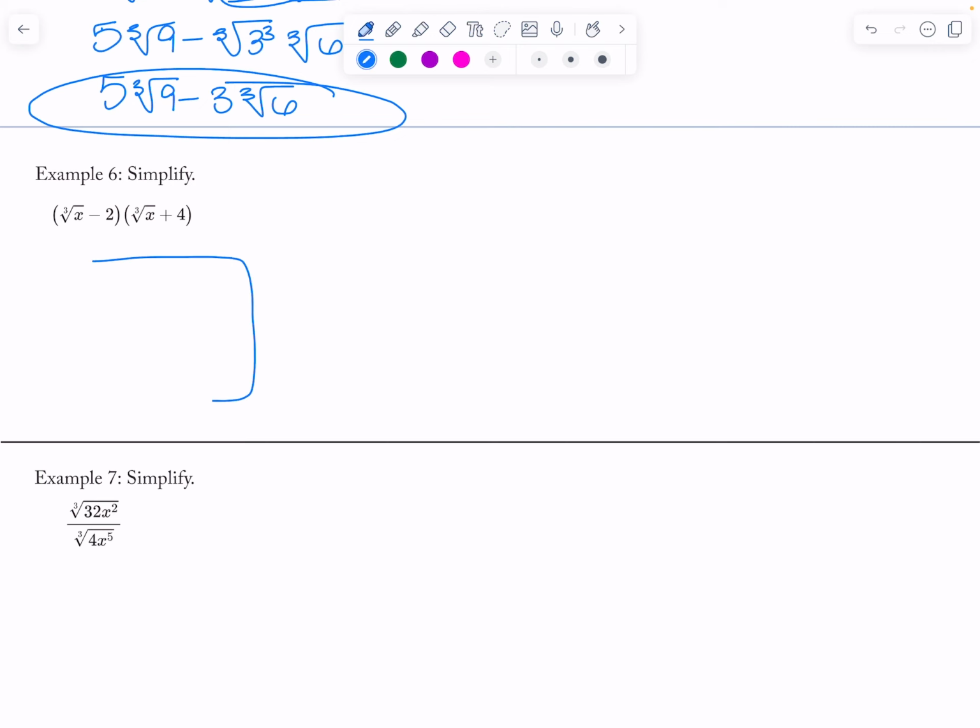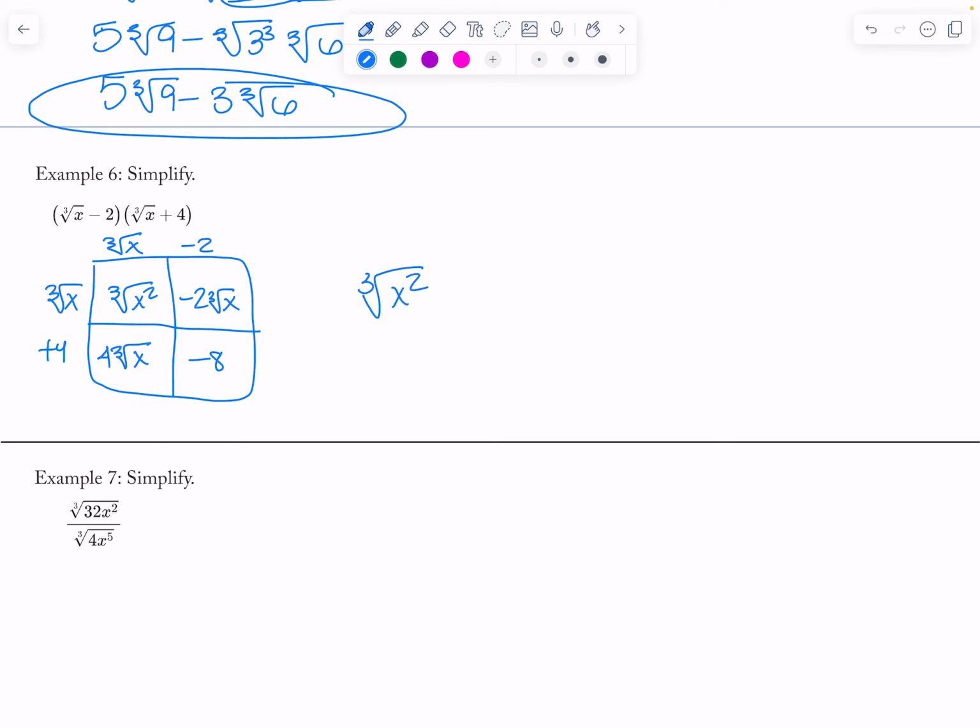Okay, so now example 6. I'm going to go ahead, and this is the cube root of x minus 2 times the cube root of x plus 4. So I have the cube root of x squared minus 2 cube root of x, 4 cube root of x, and a minus 8. So cube root of x squared plus 2 cube root of x minus 8.